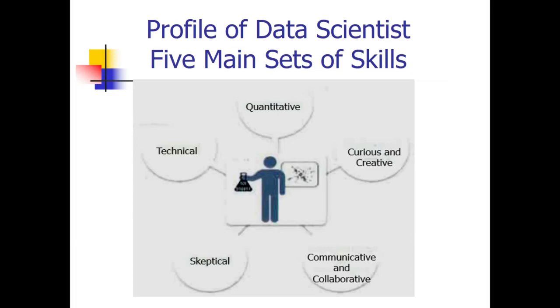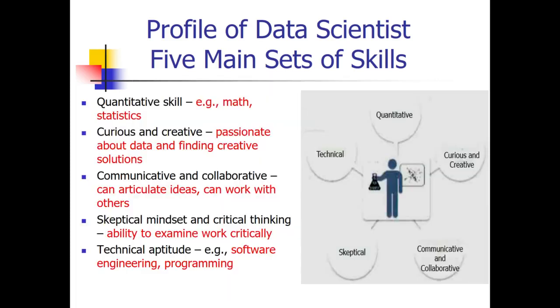Next, the profile of a data scientist. Five main sets of skills are needed. One is quantitative, second is curious and creative, third is communicative and collaborative, fourth is skeptical, and fifth is technical. These five skills are majorly required for a data scientist. So this is the profile of a data scientist, five main sets of skills.